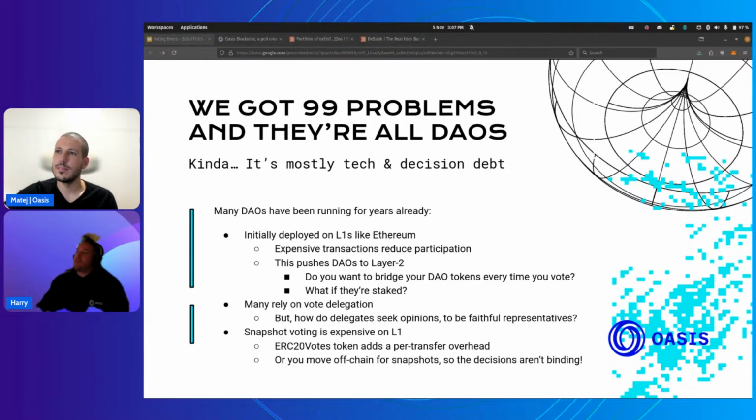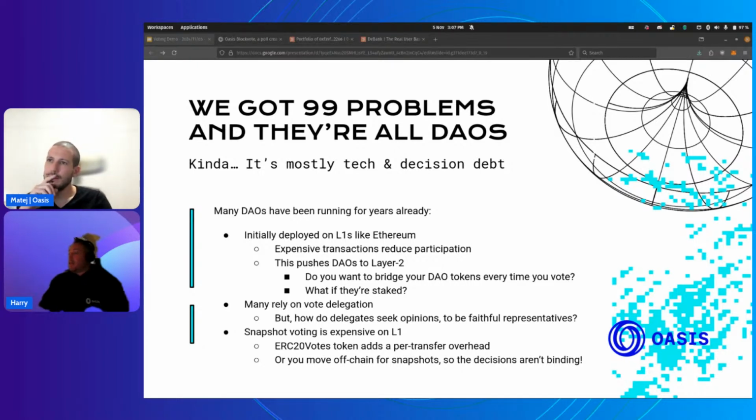You might say, well, you can just move to layer 2, and yes, many DAOs are doing exactly that. But think about what that means in practice. Do you really want to bridge your DAO tokens back and forth every time you need to vote? And what happens if those tokens are staked somewhere, right? You're kind of stuck. So this is why so many DAOs have turned to vote delegation, and that in itself creates its own problem. How do these delegates actually figure out what their constituents want? How can they be truly representative?